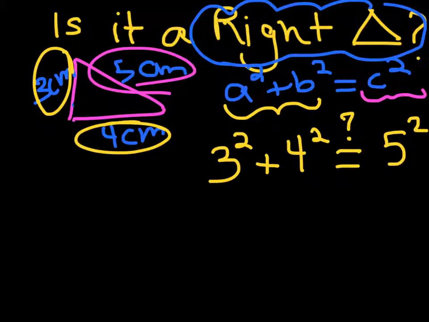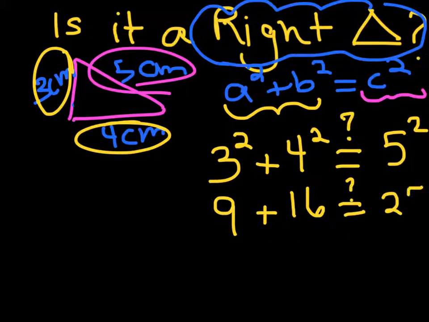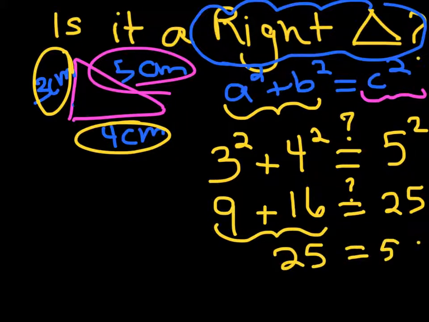Don't forget the order of operations. We have to do the exponents first. So I can't do 3 plus 4 and then square it. That's different than if I do 3 squared, and 3 squared is 9. 4 squared is 16. And again, I've got my little question mark there. 5 squared is 25. So if this is a right triangle, when I go to add them, I get 25. I do get 25. So I would say yes. This is a right triangle, and I can put my little symbol in there.